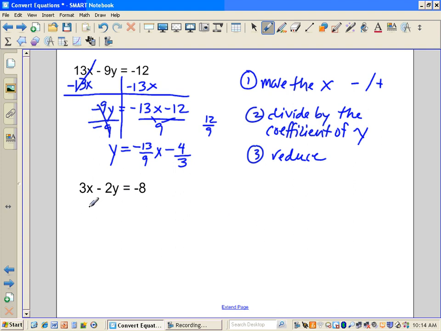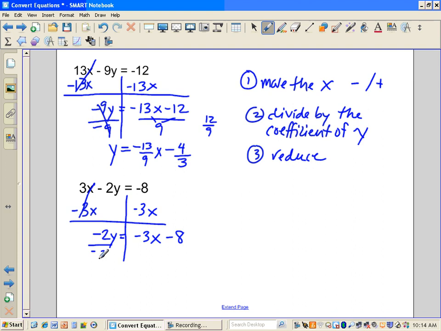Let's take a look at this example. We're going to start by subtracting 3x minus 3x. Negative 2y is equal to negative 3x subtract 8. Divide by negative 2. Divide by negative 2. Have to keep the negative with the 2. That's really important until we divide by negative 2.